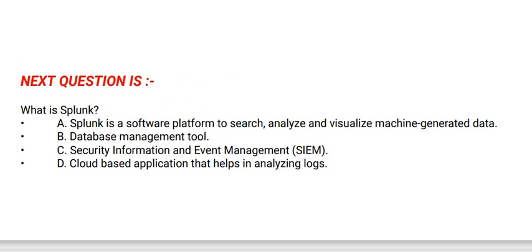Next question is, what is Splunk? Options are option A, Splunk is a software platform to search, analyze, and visualize machine-generated data. Option B, database management tool. Option C, security information and event management, SIEM. And option D, cloud-based application that helps in analyzing logs. The correct option is option A.